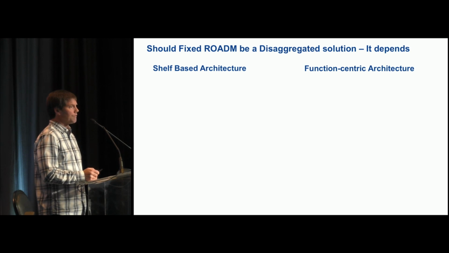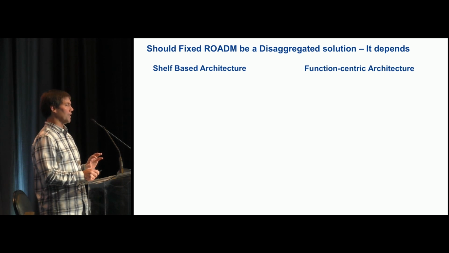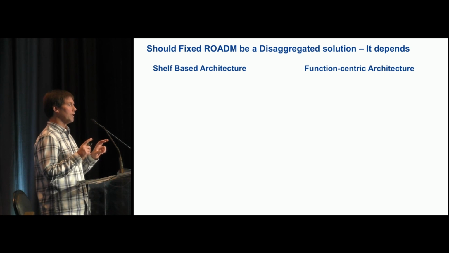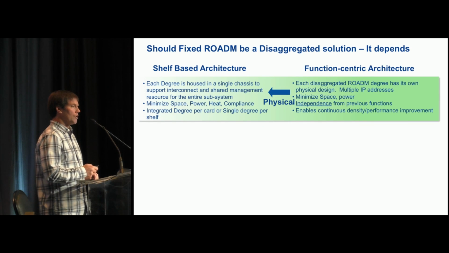So, quick summary conclusions. Looking at the fixed ROADM as a disaggregated solution and comparing it with a shelf-based or per-function architecture. When I say shelf, we're still doing optimized. In the case of ROADM, I've got a single ROADM card that does a degree function.